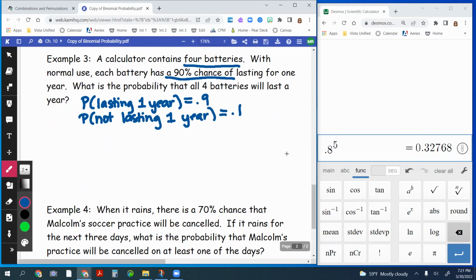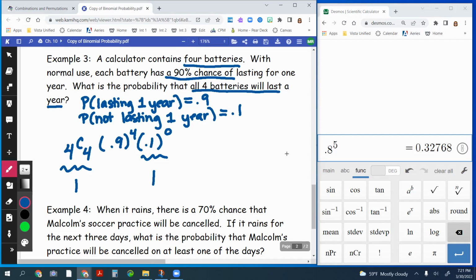So what is the probability that all 4 batteries will last a year? So that's going to be 4 choose 4, 4 batteries, all 4 of them being successes. So that's going to be 0.9 raised to the power 4 times 0.1 raised to the power 0. Again, this here is a 1. This here is going to be a 1. So I'm really just going to put in 0.9 to the 4th power. So 0.9 raised to the 4th power is 0.6561. So about 65.61%.